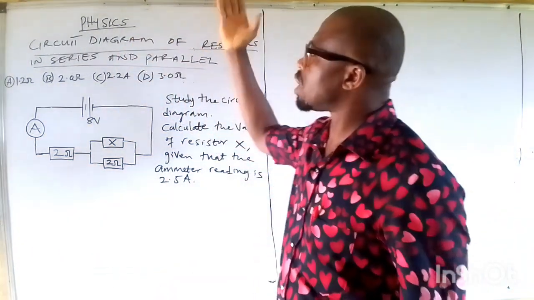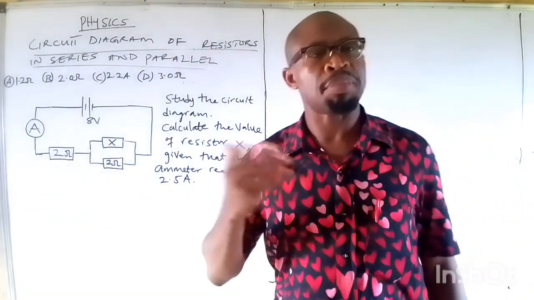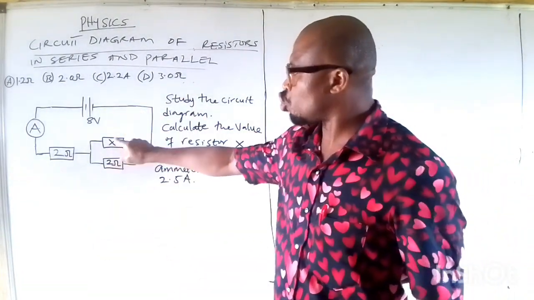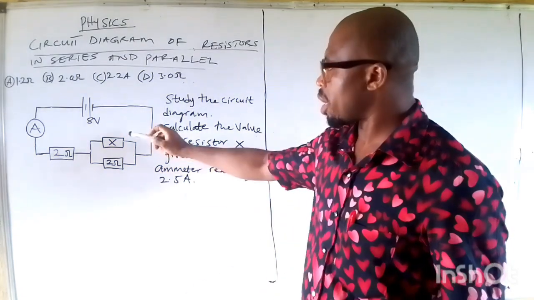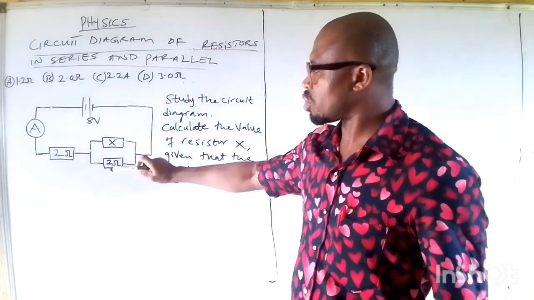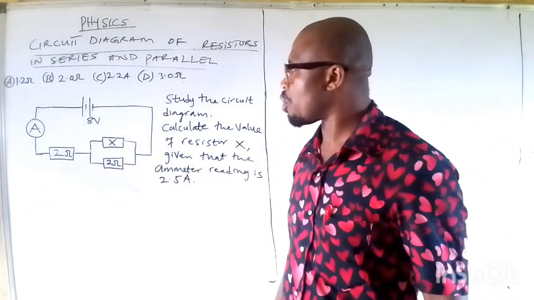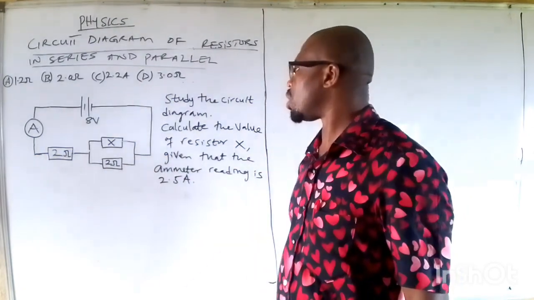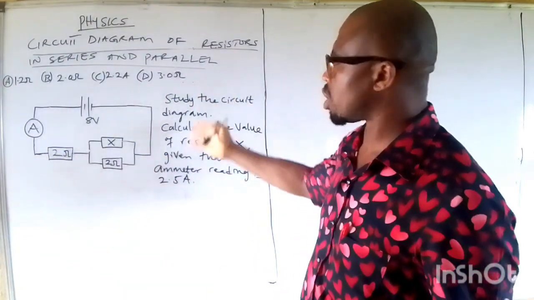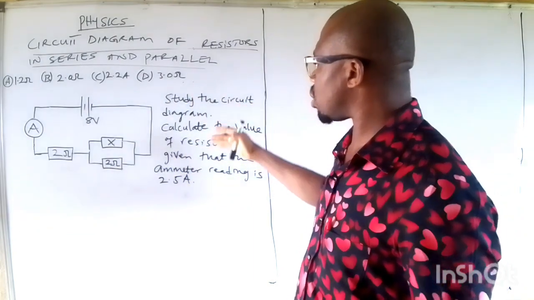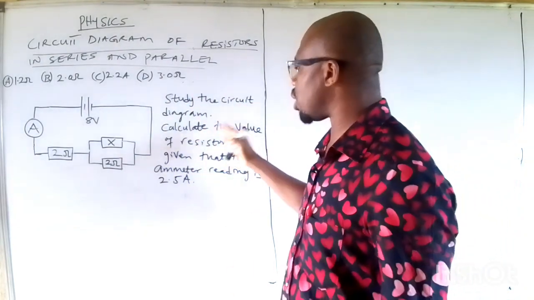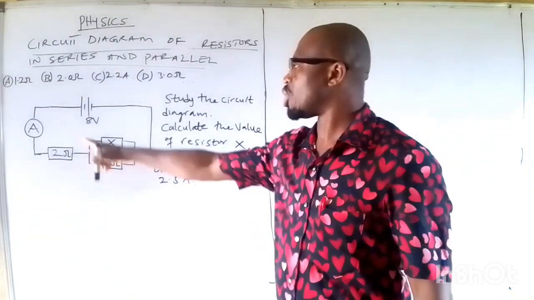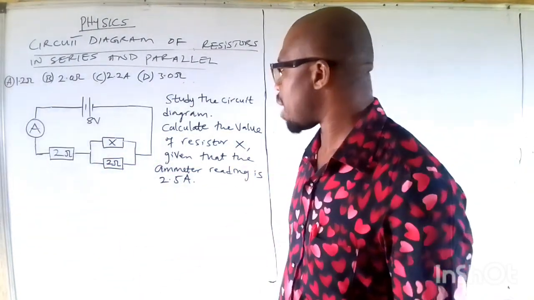We have a circuit diagram of resistors in parallel and in series. Looking at this, we have two resistors in parallel, resistor X and a 2 ohm resistor, then connected to a 2 ohm resistor. From this question, they said, study the circuit diagram and from it calculate the value of X, given that the ammeter reading is 2.5 ampere.